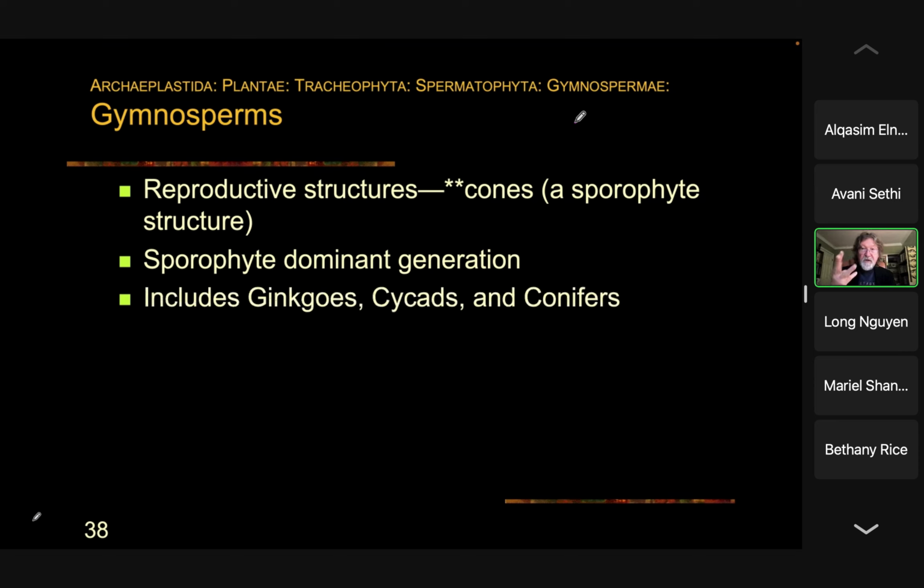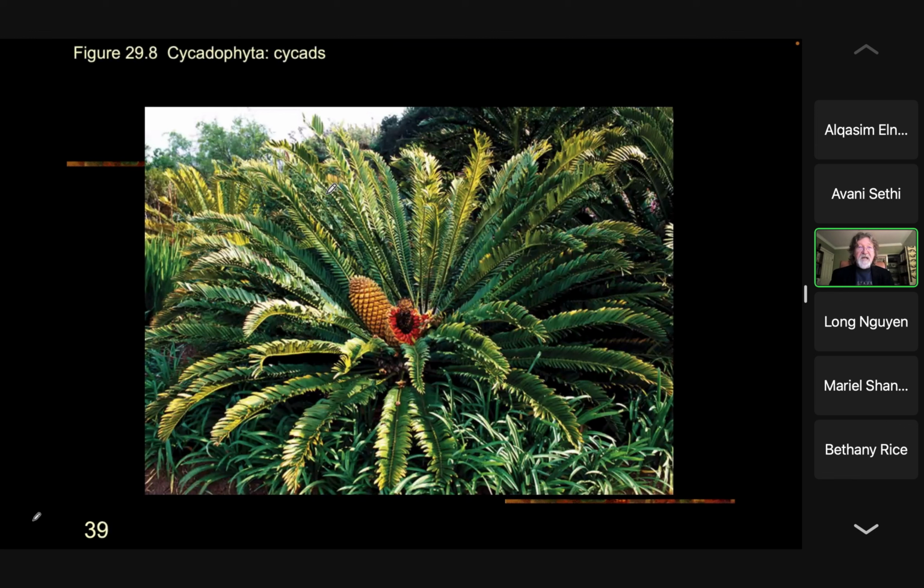This includes three different clades. Ginkgos, in which there's only one species alive today. There used to be several species in the past. Cycads, which are fairly numerous, and conifers. Conifers are the biggest group that we have today. And there's one other group that we don't need to worry about. They're sort of strange.